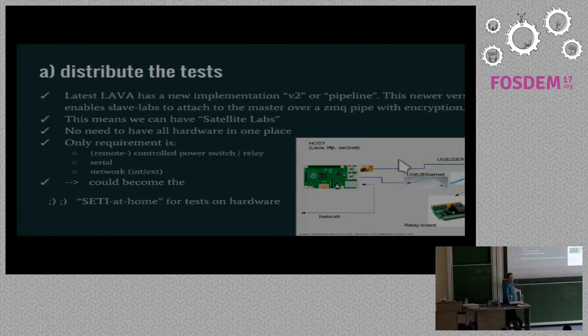That works quite nicely. The new Lava has the so-called pipeline setup, or V2 setup. And you can have a satellite lab, which is just a worker on a Raspberry Pi, for example. And it connects to the master over an encrypted connection. Perfect. So I have my board at home. You have yours at home. We connect to the same master, and we can now test multiple boards.